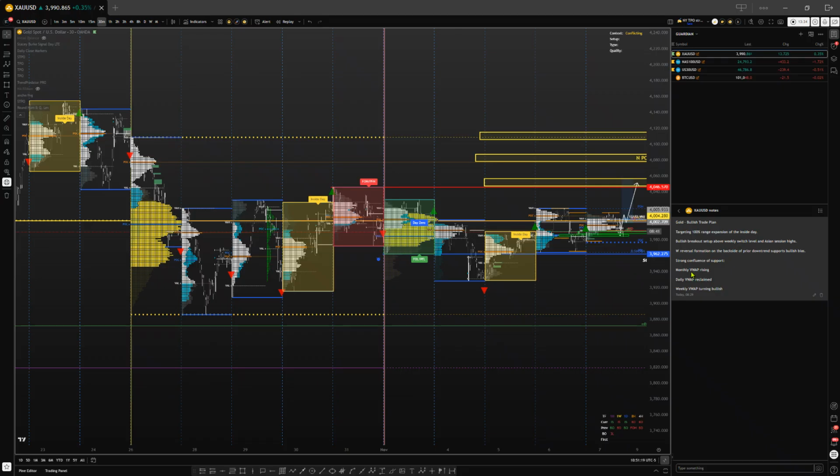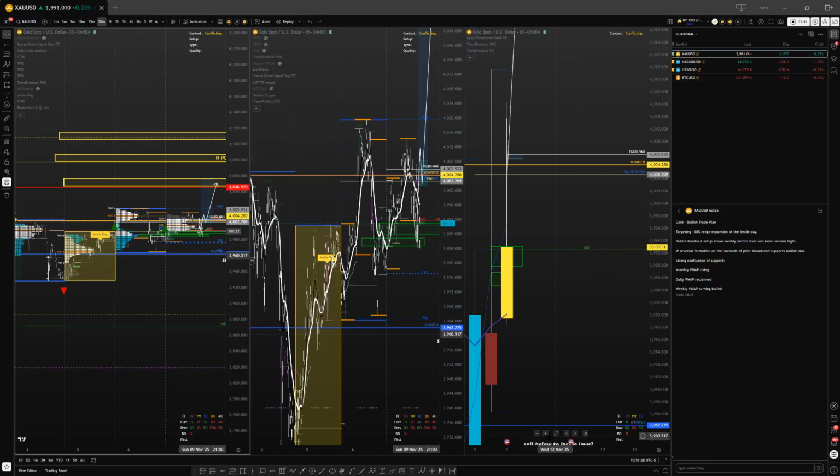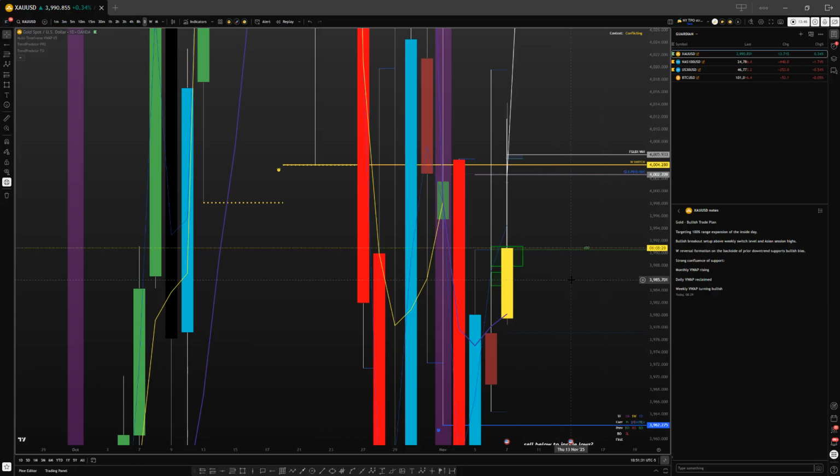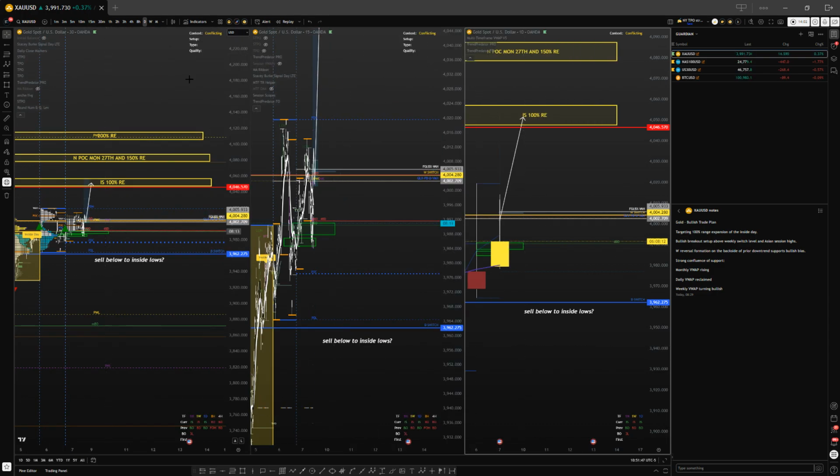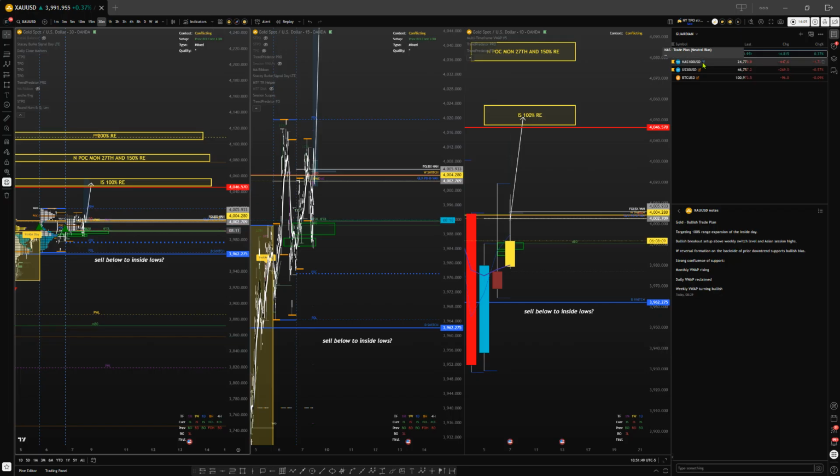Strong confluence of support: monthly VWAP rising, daily VWAP reclaimed, weekly VWAP turning bullish. Let's have a look at that. So there's the monthly VWAP, daily VWAP turning bullish. So it's almost thrown out there of my own judgment. Let's just switch back to our dubious friend Bitcoin.